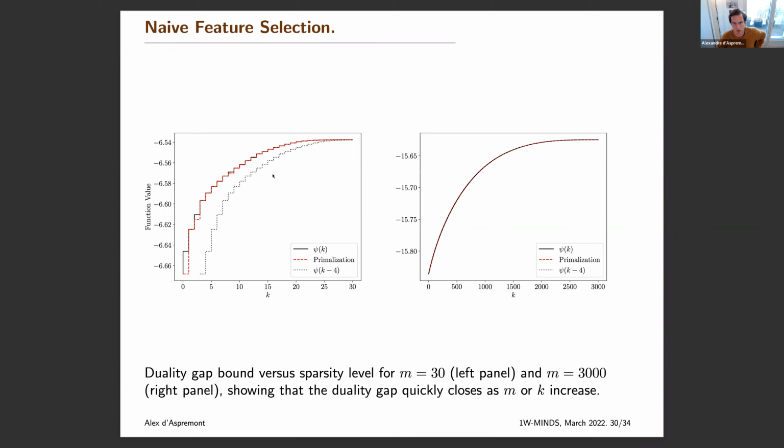That's dimension 30 on the left, 3000 on the right. And in dimension 3000, of course, the difference between psi of k minus 4 and psi of k becomes completely negligible, sort of all over the place. And so your relaxation is essentially uniformly tight.